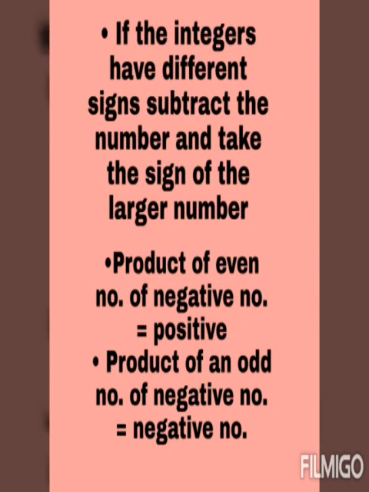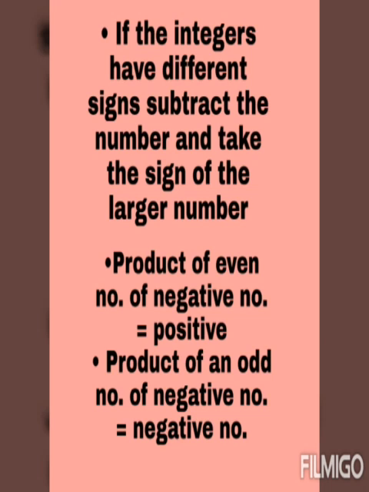Facts about integers. If the integers have different signs, subtract the numbers and take the sign of the larger number. Suppose we take the example minus 13 plus 7. Here, which is the larger number? 13, and it has the negative sign. So step 1 is to subtract the numbers. That is 13 minus 7, you get the answer 6. Step 2, take the sign of the larger number. The larger number was 13, so we take the minus sign. So the answer will be minus 6.